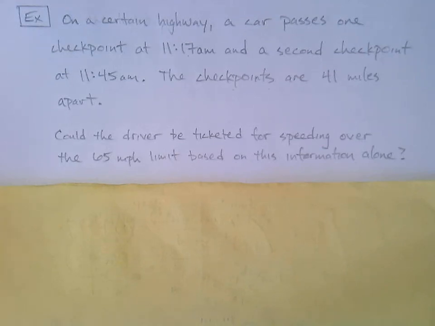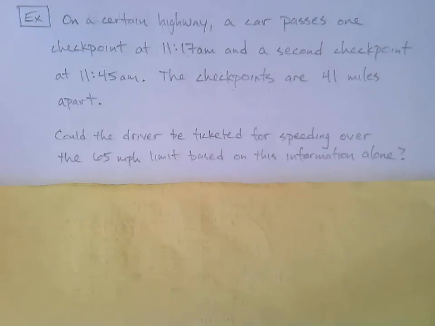So I think it's a pretty cool example of mean value theorem and how it might come into play in the real world and in all of our experience. So it says, on a certain highway, a car passes one checkpoint at 11:17 a.m. and a second checkpoint at 11:45 a.m.